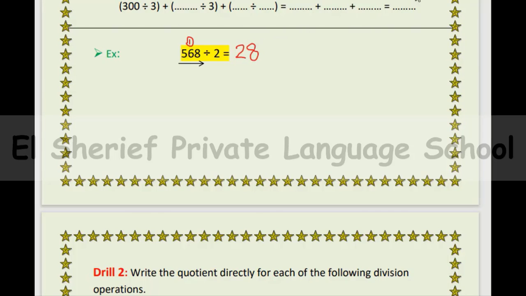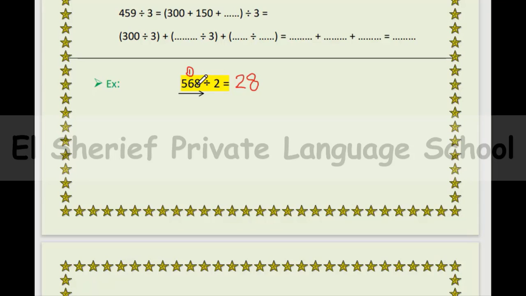Okay, and 8 divided 2 equal 4. So when we have a remainder from the largest place value or any digit here, the remainder is added to the next number. Like here, 5 isn't divisible by 2, so we can't divide by 2 because 5 isn't found in the table of 2.